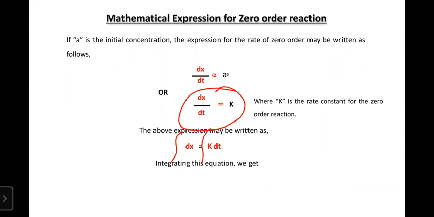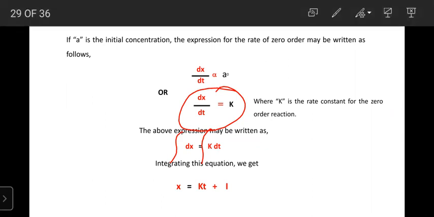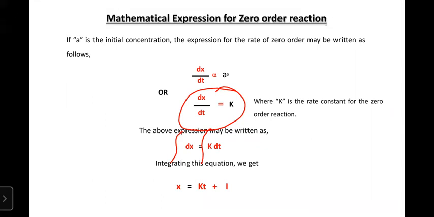Integration of dx. What do you get then? You forgot? Equals to kt. So here x is equal to integration of dx, nothing but x only. So here integration of k dt, so kt plus I. What is I? Nothing but the integration constant.